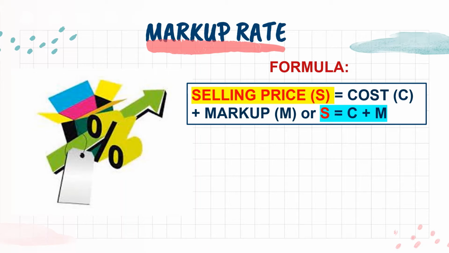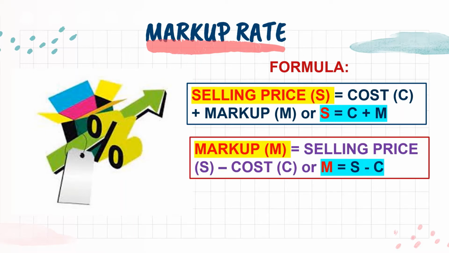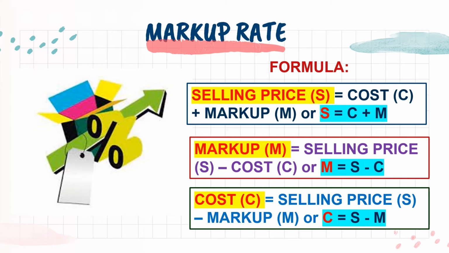Okay, this is the formula. Selling price is equal to cost plus markup, or S = C + M. S stands for selling price, C stands for cost, and M stands for markup. Markup is equal to selling price minus cost, or M = S - C. Cost is equal to selling price minus markup, or C = S - M.